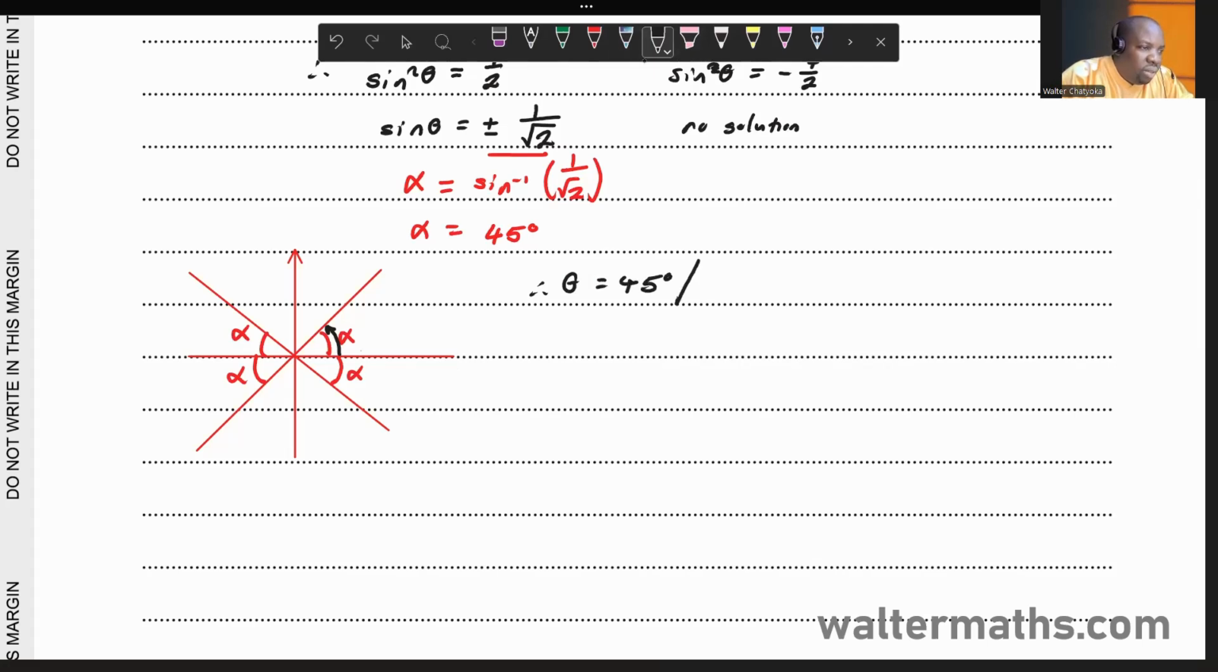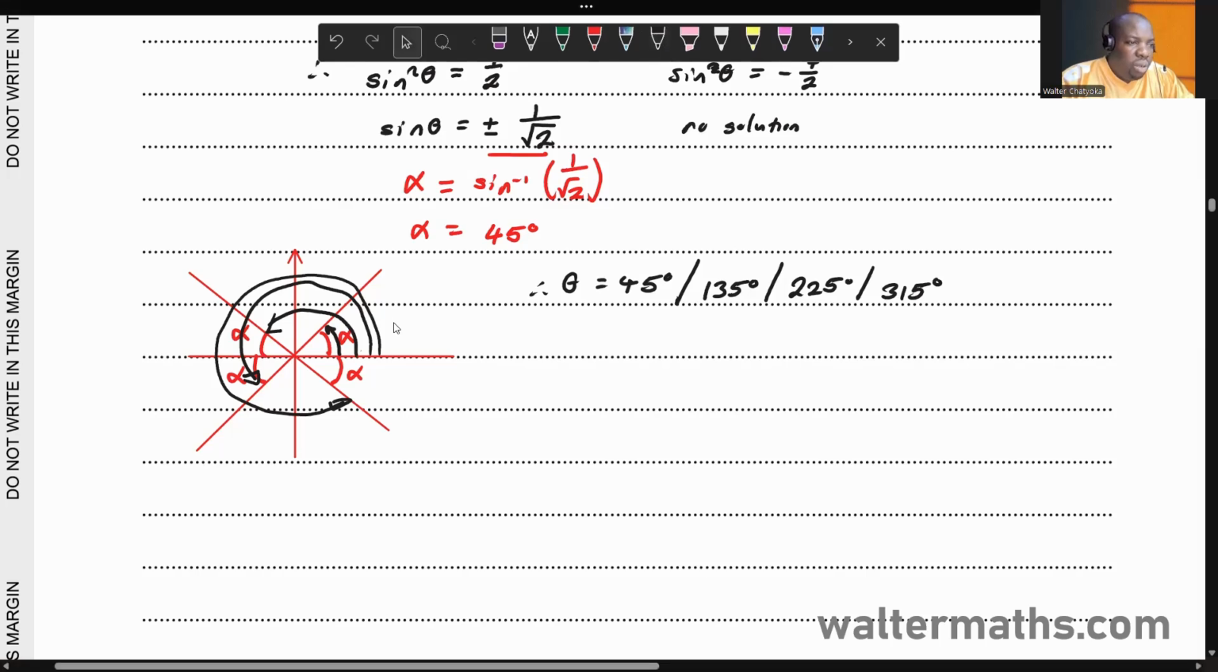The next value is this angle here, which is 180 minus alpha, 180 minus 45 is 135 degrees. The next one goes all the way to this line, and it's alpha plus 180, which is 225 degrees. And the last one will go all the way through to here, and that's 360 minus alpha, which is 315 degrees. So these are the solutions, and that's how we do it.